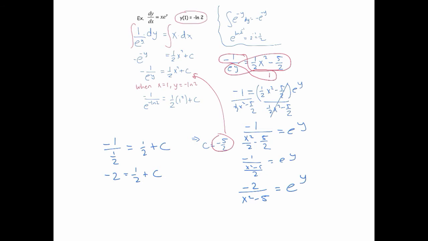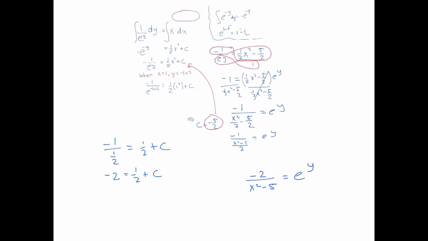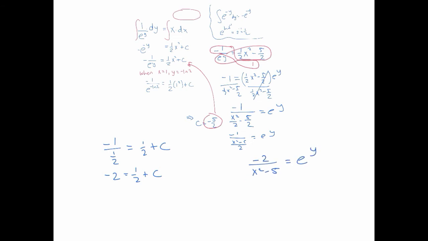That's what e to the y is. Now what you'll need to do is take the natural log of both sides in order to solve for y. So ln of negative 2 over x squared minus 5 is equal to ln of e to the y, which is just y. All right, so there is our solution to that differential equation.